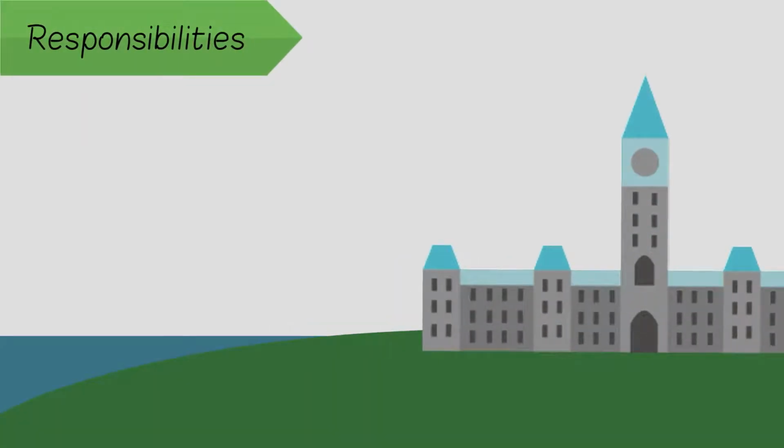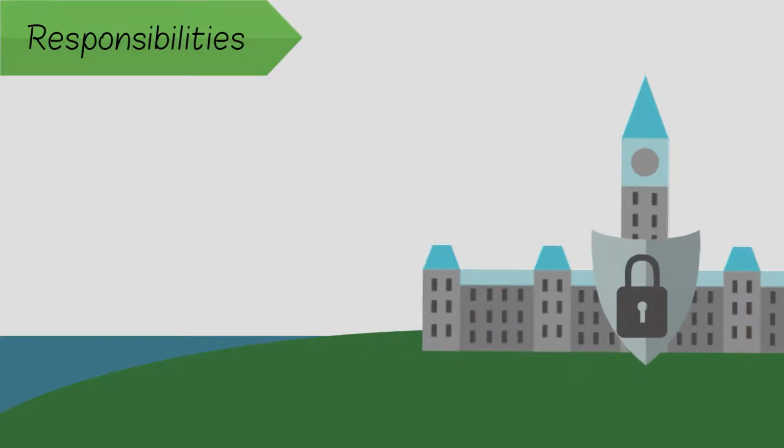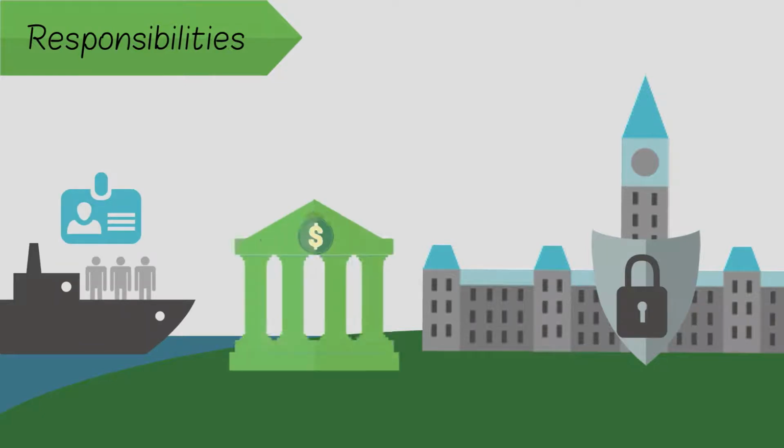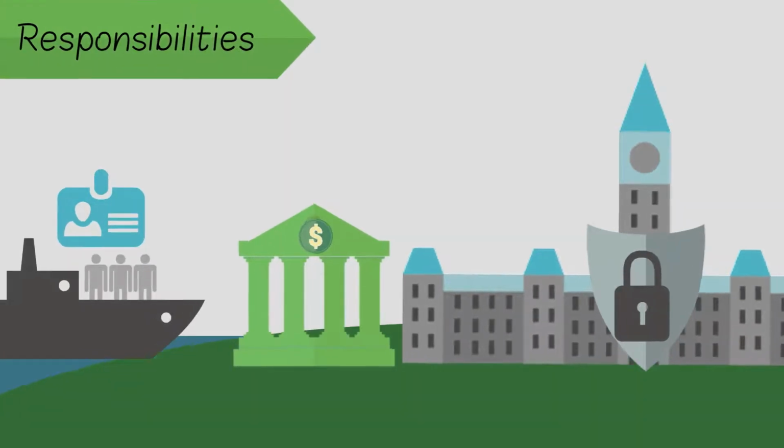The federal government is in charge of anything that affects all of Canada or multiple provinces at once. For example, national defense, immigration, citizenship, and currency. Things that affect big chunks of the country or the whole country at once.